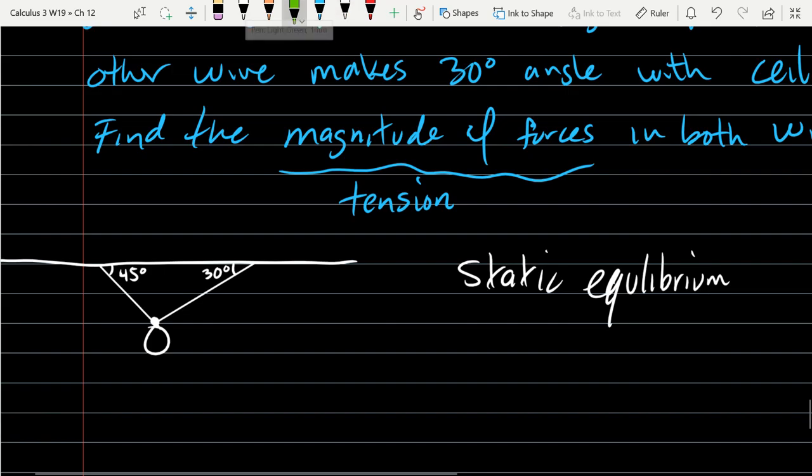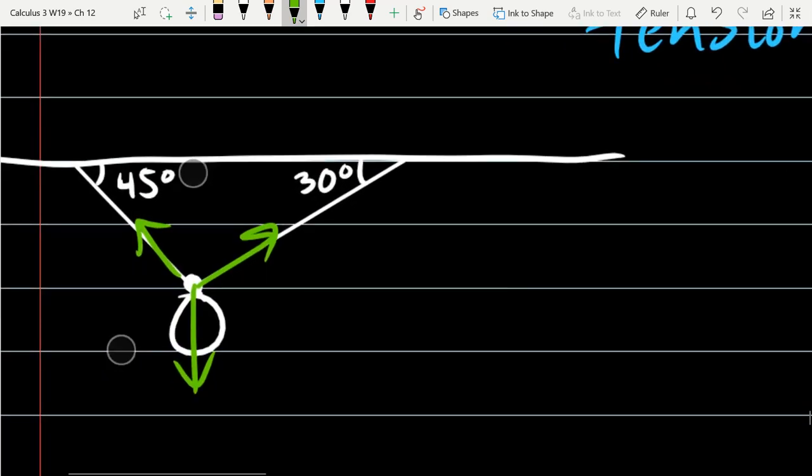I'm going to go green for my forces here. So we're going to have one force going up each wire here. Is green not the color to use? No, you're supposed to use red. Oh, I'll use red. If I can erase them.